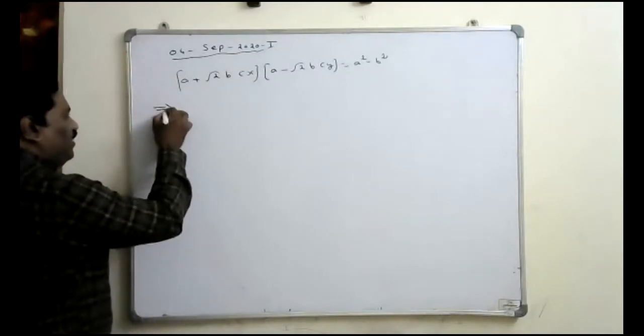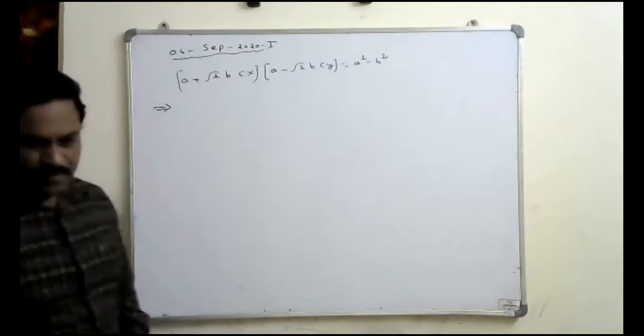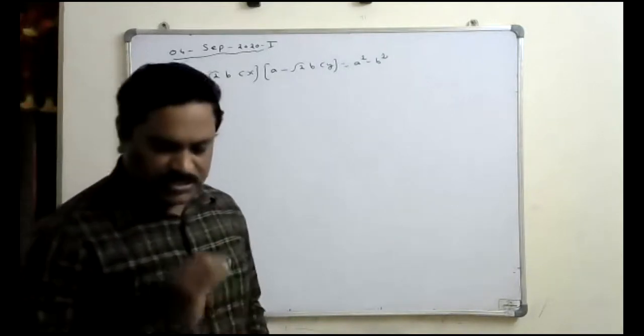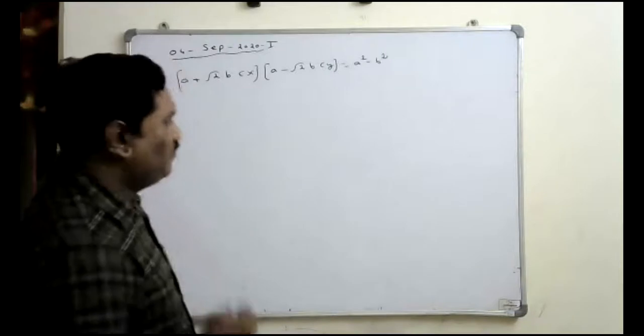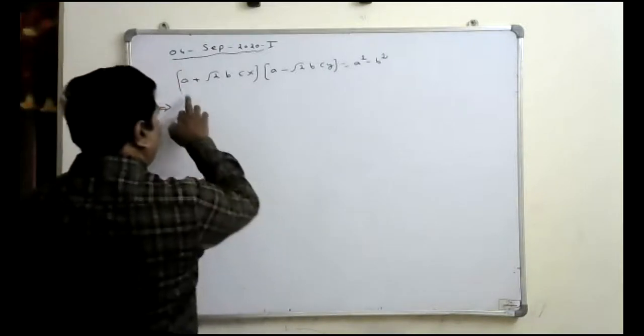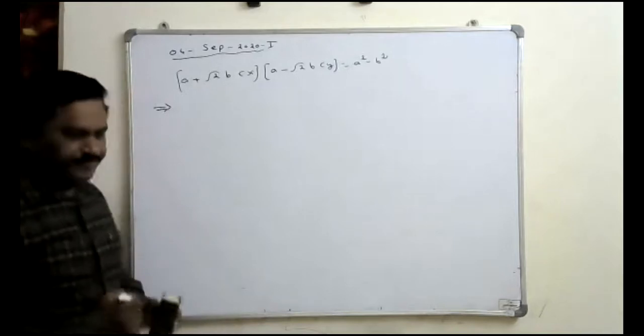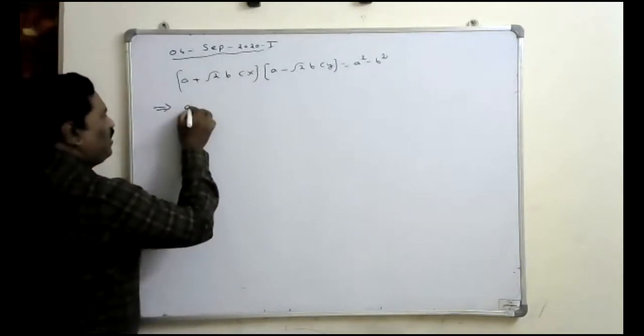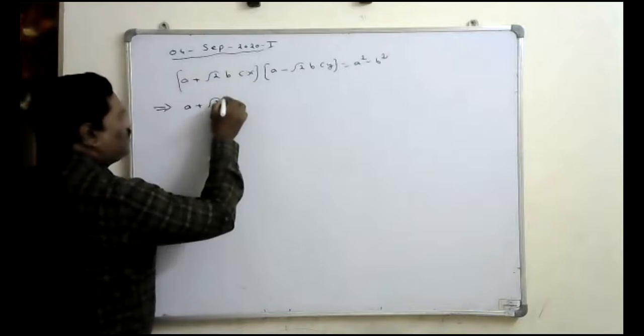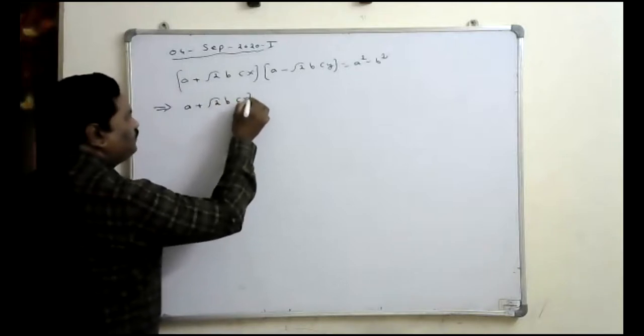Because here we have to find dx by dy, means differentiate this function with respect to y on both sides. Here this is a variable, this is also a variable, means we have to apply the uv rule. In that, a plus root 2b cos x, write down as it is.